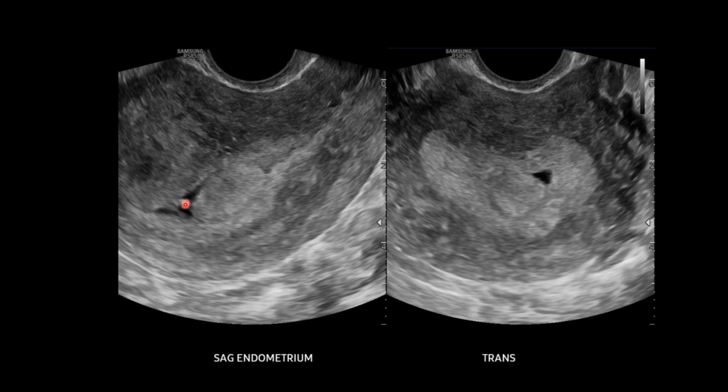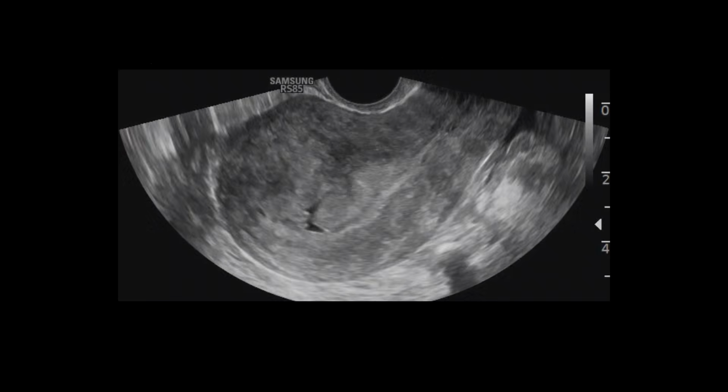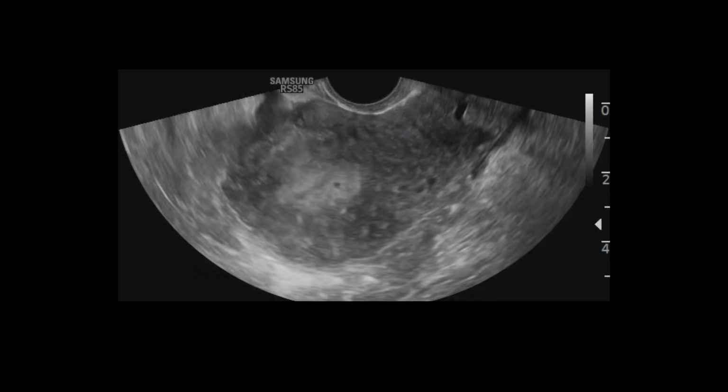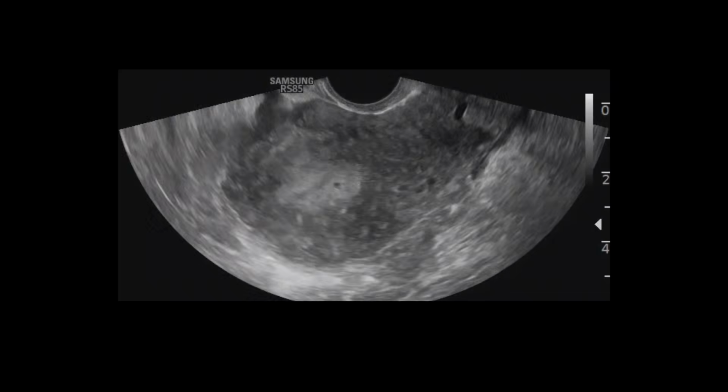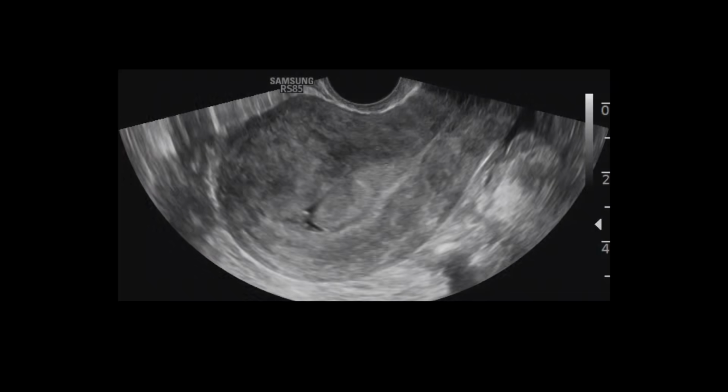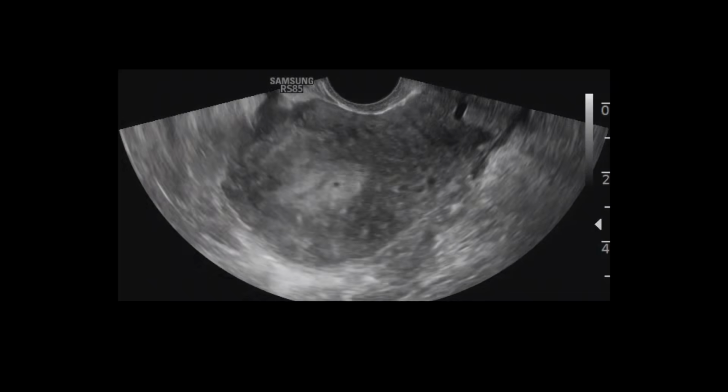But in this case, we do have some anechoic fluid within the endometrial cavity outlining this ovoid echogenic 2.0 centimeter polyp. Let's look at this on real-time imaging. There's that echogenic polyp. There's the anterior and the posterior stripe, and there's the fluid outlining this polyp. And do you see any other diagnosis in this patient besides endometrial polyp?